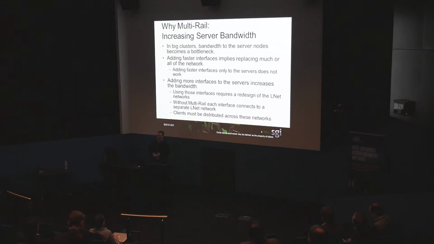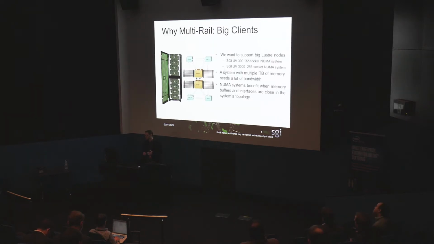Or we can look at installing extra interfaces, creating separate LNets, and dividing up our clients across those two different LNet networks. With multi-rail, each interface connects to the same LNet network, but they work across those multiple interfaces. We can add multiple streams there, so we can increase the bandwidth to a single client in that system.